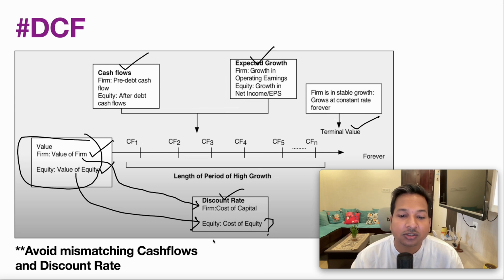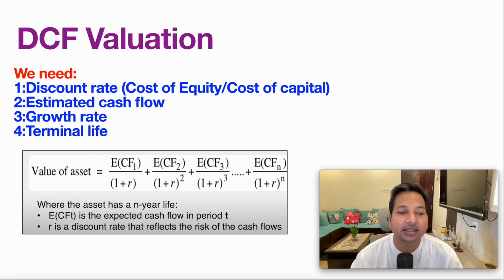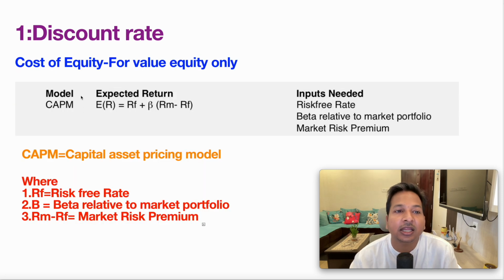Now, what is cost of equity, that we are going to learn. I hope you understood till now that we are focusing on cost of equity, which is the discount rate, and we will use that discount rate in this formula so that we can get the value of an asset. So let's start: discount rate, cost of equity for valuing the equity part only. We are using a finance model called the capital asset pricing model, the CAPM model.